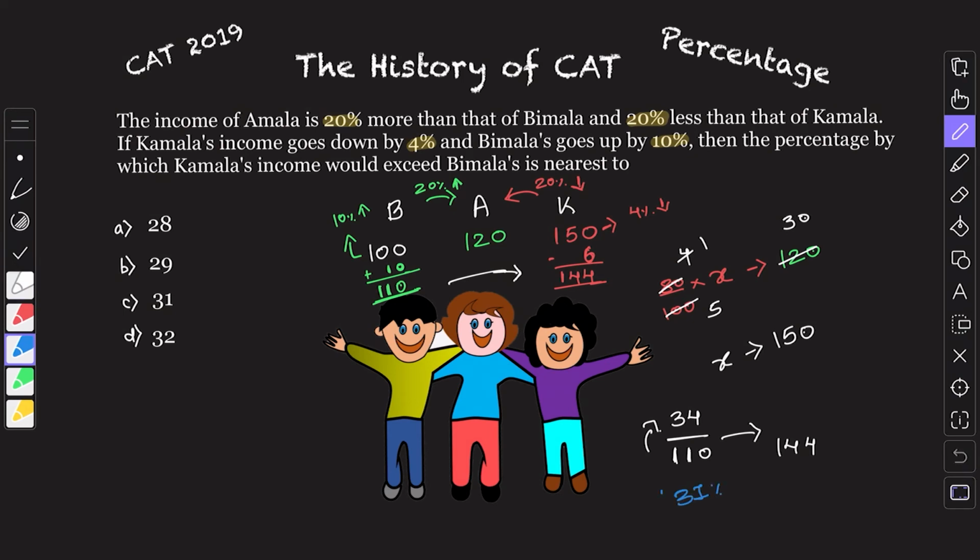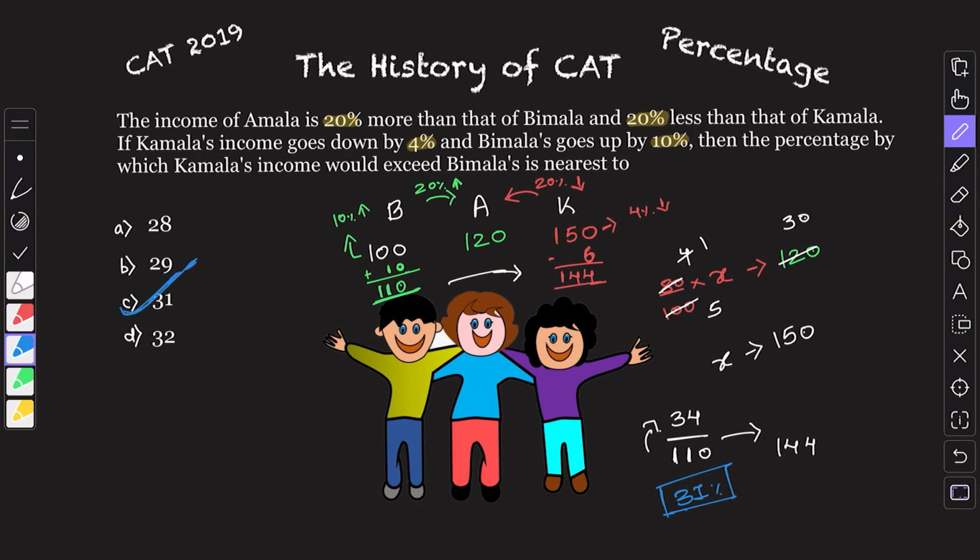Correct? 31 is what percent of 110? That will be 31%, because 30% is 33 and 1% is 1.1. 33 plus 1.1 will be 34 approximately. So 31%. Option number C will be your answer to this.